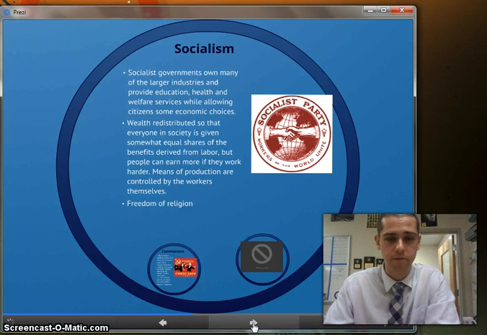Socialism is a type of government where the government itself owns many of the larger industries. They focus on a lot of the issues that will affect everybody, such as education, healthcare, and welfare services, while allowing citizens some choices economically, meaning having to do with their businesses or money. Wealth is redistributed in a socialist climate so that everyone in society is given a somewhat equal share of the benefits, but people can earn more if they work harder. The means of production are controlled by the workers themselves, and in this kind of government, you have freedom of religion usually.